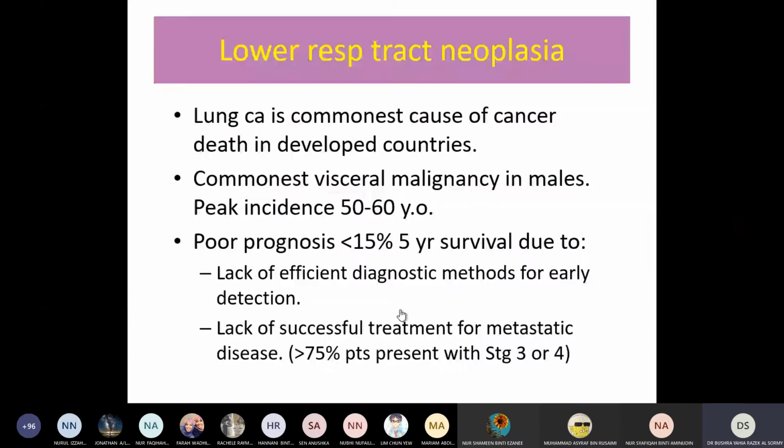Okay. Any question in the upper respiratory tract? We continue to the lower respiratory tract neoplasia. Any question on that? Hello? No, doctor. Okay. Is there any question on that part? Okay, we continue on lower respiratory tract neoplasia.